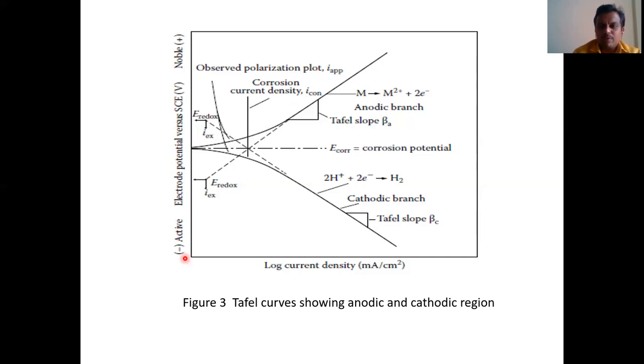This Tafel plot is nothing but a plot of electrode potential versus SCE against log current density. You are getting these two particular plots. The upper curve, with increasing potential, indicates the anodic branch. The lower curve indicates the cathodic branch, where the potential is decreasing towards the negative side. At the anodic branch, there is an oxidation reaction, and there is a loss of electrons.